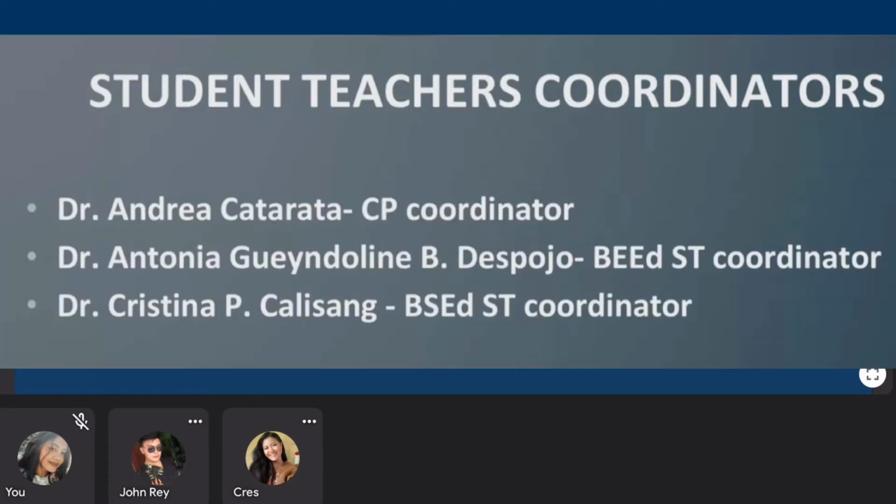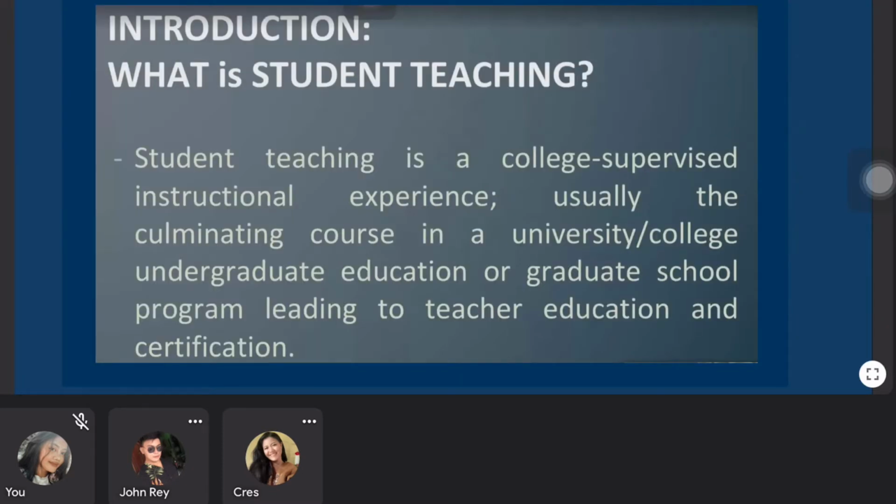So, these are the student teachers coordinators. We have Dr. Andrea Catarata, our CP coordinator, and Dr. Antonia Gwendolyn B. Dispojo, our BE Ed ST coordinator, and Dr. Christina P. Calisan, our BS Ed ST coordinator. So if we have concerns about our student teaching journeys, we are going to approach them. And next, we have our introduction.